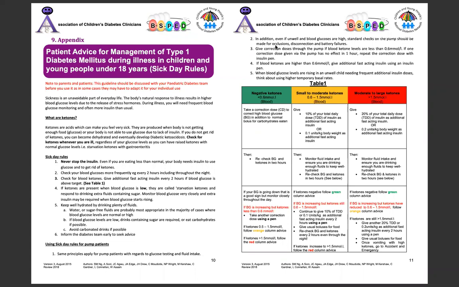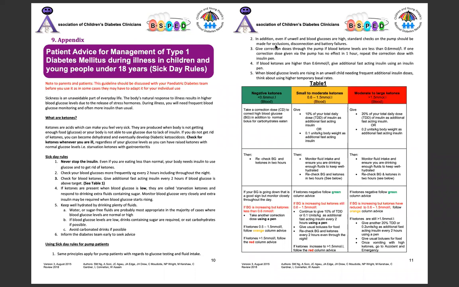Keep well hydrated. This we already discussed: what type of fluid we should give, why you should not give carbonated fluid, or squash, fruit juice, why plain water, why glucose water. Now inform the diabetic team immediately. There are many types of plan: you can go to emergency, you can call the diabetic nurse, you can call the pediatric registrar on duty, you can call the GP, you can call the health visitor, they can come to your home.